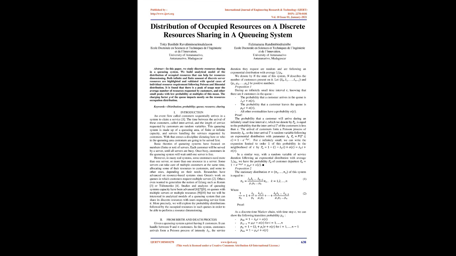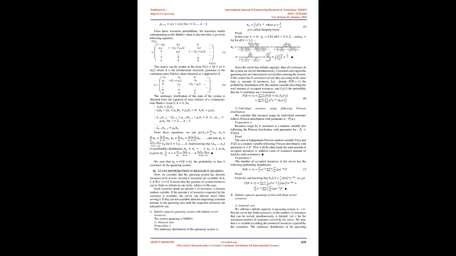Researchers have advanced on resource-based systems since Green's work on queues in which customers request multiple servers too. Others even wanted to generalize the notion of Erlang, such as Ram or Tikhon and co. Studies and analyses of queuing systems capacity have been advanced on queues with multiple servers or multiple resources, but we will be interested in analytical models of a queuing system that can share its discrete resources with users requesting service from it. More precisely, we will explore the probability distributions followed by the occupied resources in such queues in order to be able to perform a resource dimensioning.